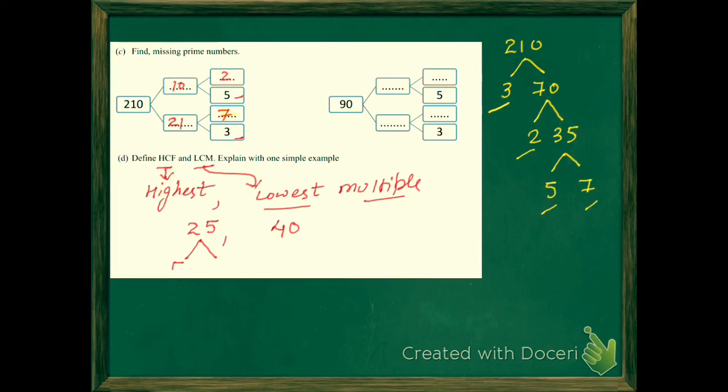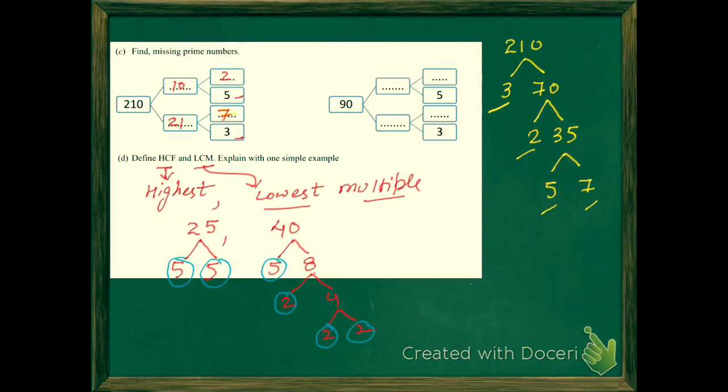So 25 is 5 into 5, and how about 40? Of course I can start with 5 times 8, and then 8 can be taken as 2 into 4, and further 2 into 2. So you can circle these 2, 2, 2 and 5. Here 5 and 5 all are prime numbers.